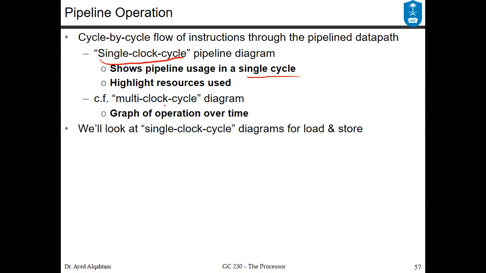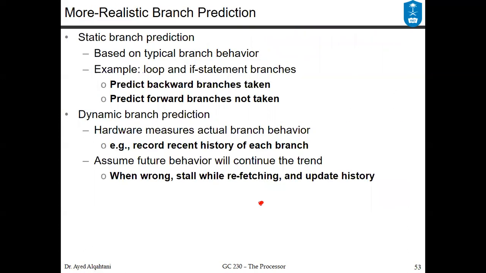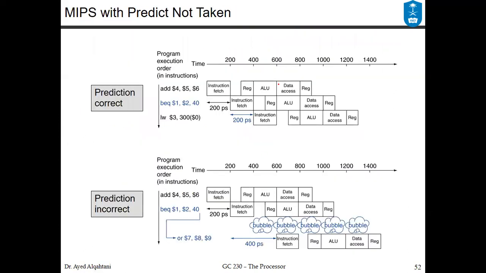Now, the multi-clock cycle diagram, it's actually a graph of operation over time, and we have many examples before. I'll go back in the slides to show you many of the multi-clock cycle diagrams that we already have seen. This is a multi-clock cycle pipeline, because you see what happens in time. And if you have multiple instructions, what happens here, what happens here, what happens here. So in multiple cycles, what's going on in the pipeline.